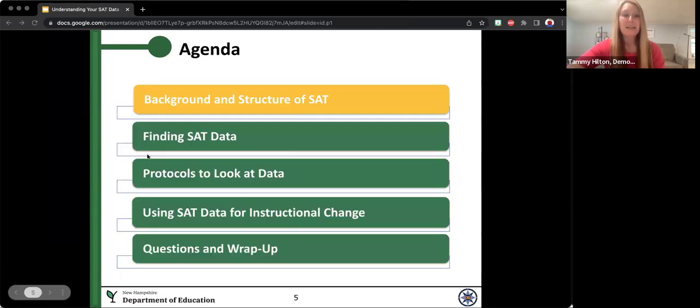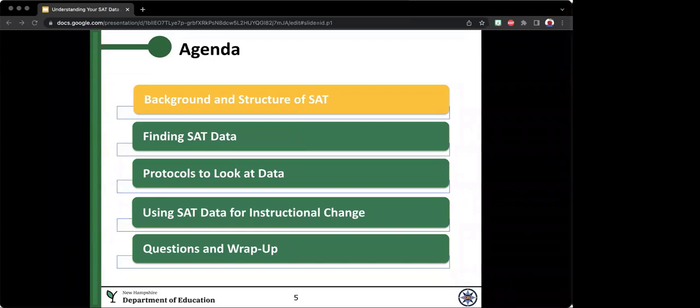And this is our agenda. We're going to start with the background and structure of the SAT. Then we'll get into where to find that data, some protocols you can use to look at data, and understanding how you can use this for instructional change, and then we will wrap up.